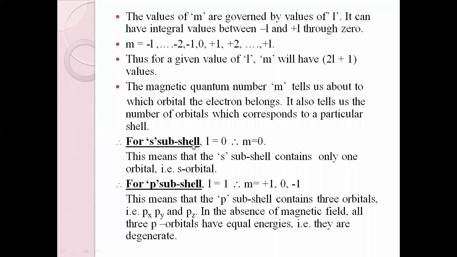So the P subshell has L is equal to 1. Therefore, there are 3 integral values. What are these 3 integral values? +1, 0, and -1. That is the Px, Py, and Pz orbitals.